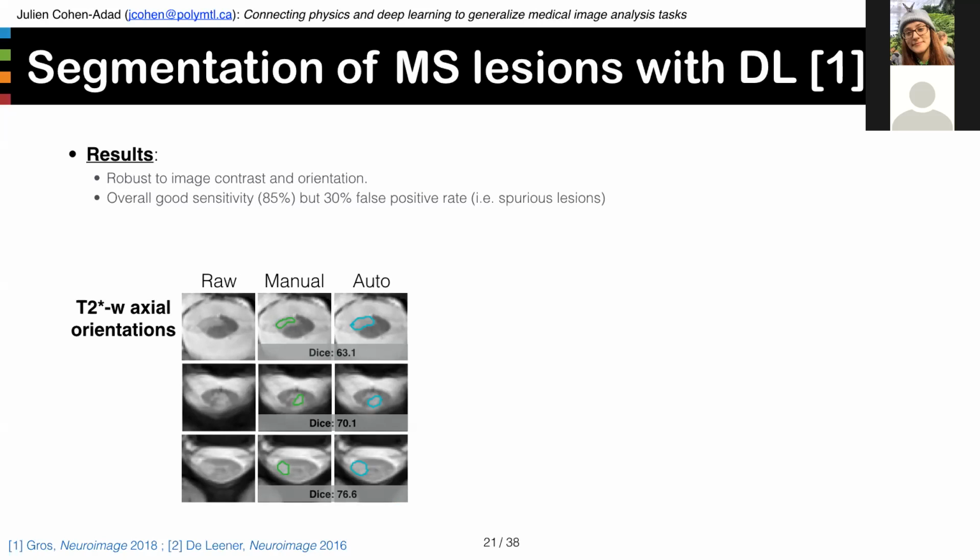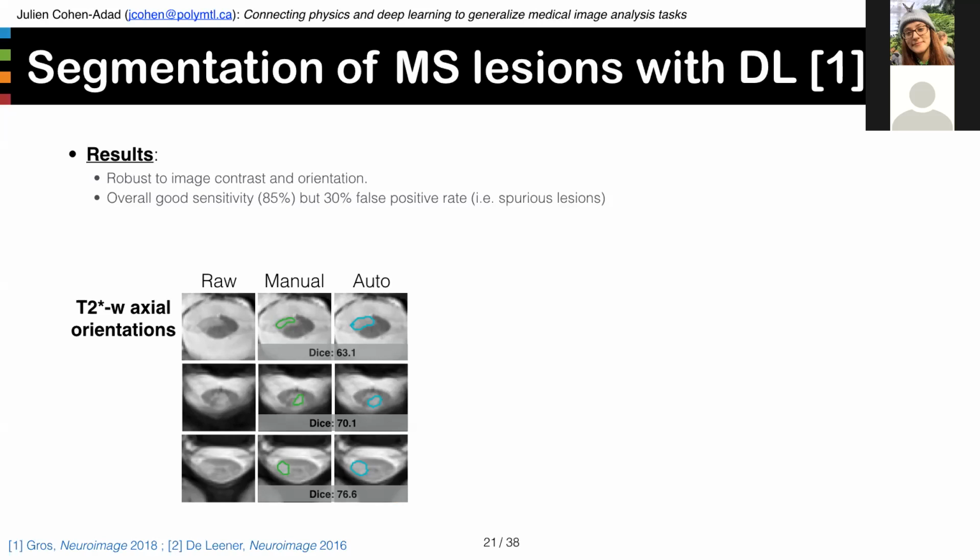results depending on the image contrast, orientation, resolution, and so on. Fairly good sensitivity, but we have quite a large number of false positives. So basically, voxels are labeled as lesions, but in fact they are artifacts or not lesions.